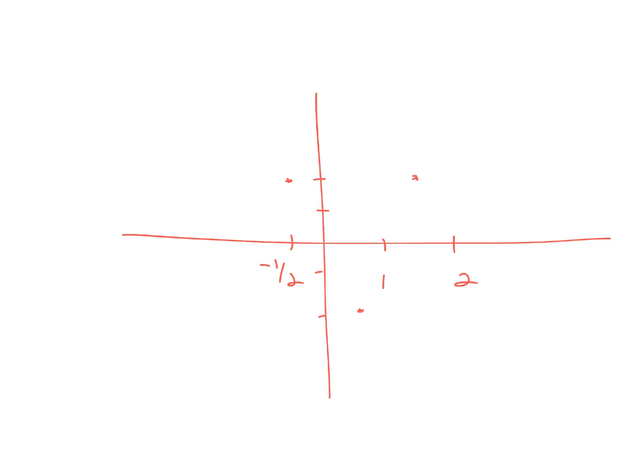It'll hit 0 halfway between 1/2 and 3/2, which is at 1, and then at 0, 0. There you go, you drew one cycle.